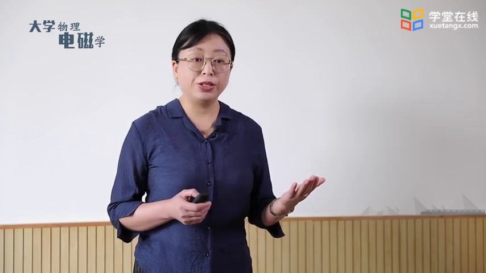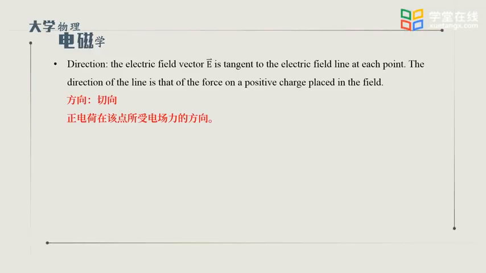We know the electric field is a vector with both a magnitude and a direction. Hence, the lines drawn must represent the vector nature of electric fields. Correspondingly, the electric field lines have the following properties. Firstly, the electric field vector is tangent to the electric field line at each point. The line has a direction, indicated by an arrow head, that is the same as that of the electric field vector. The direction of the line is that of the force on a positive charge placed in the field.